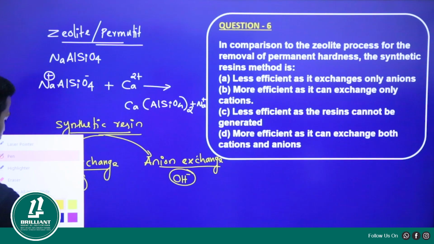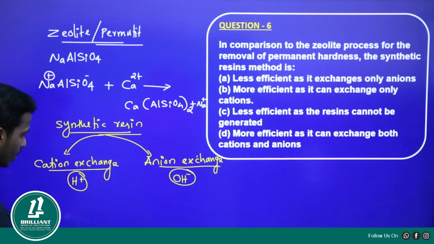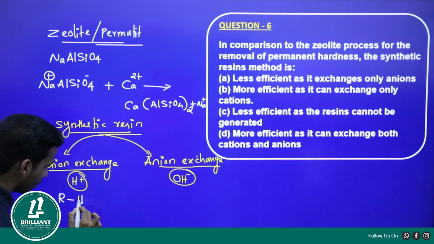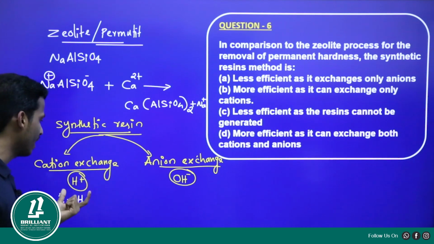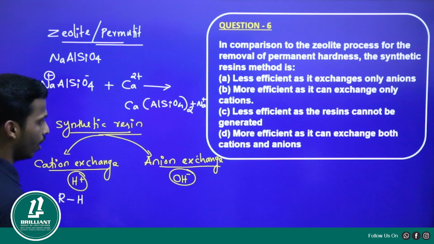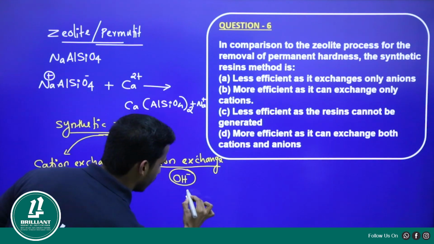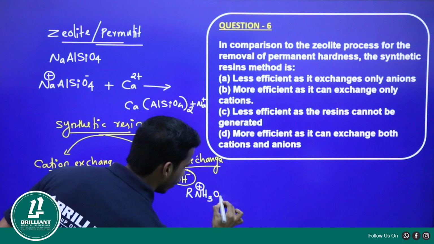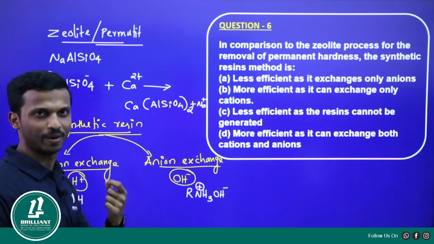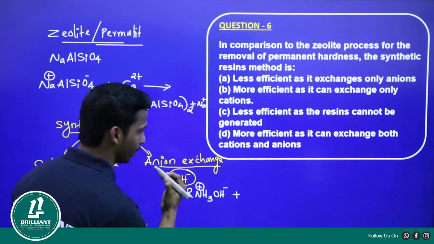Let me give you one example for a cation exchange resin. For example, RH. See, RH, the species contains H+, right? So it is a cation exchange resin. For an anion exchange resin, let me take RNH3+ OH−. See, it contains OH− ion. Let me treat them with something. What?